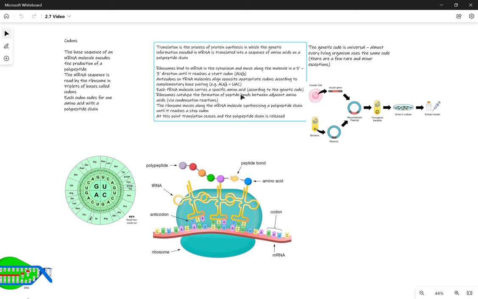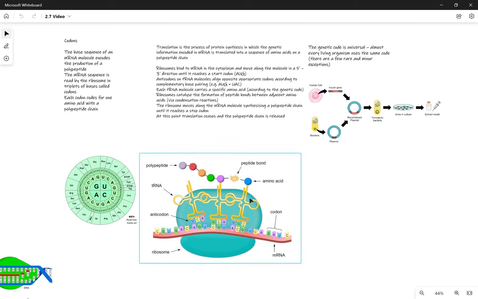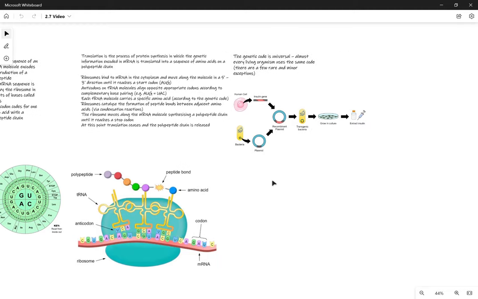Ribosomes catalyze the formation of peptide bonds between the adjacent amino acids, and the ribosome moves along the mRNA molecule, synthesizing the polypeptide chain until it reaches a stop codon. At this point, the translation stops and the polypeptide chain is released.